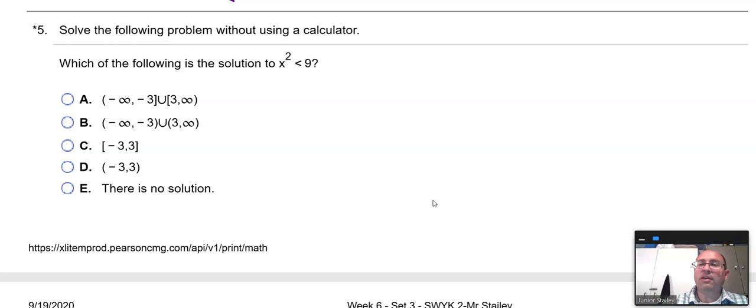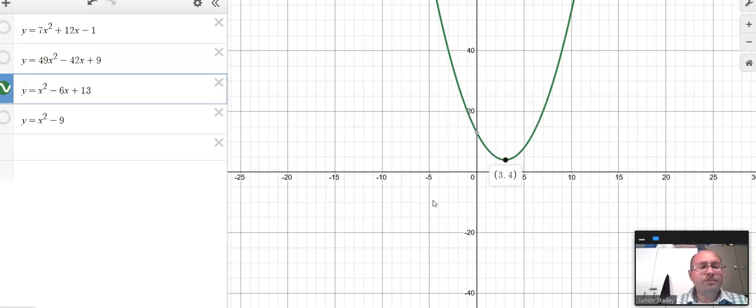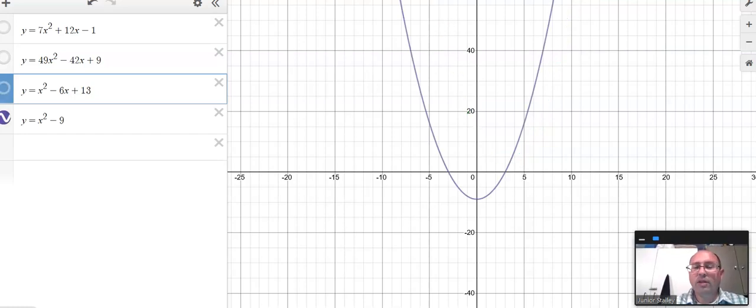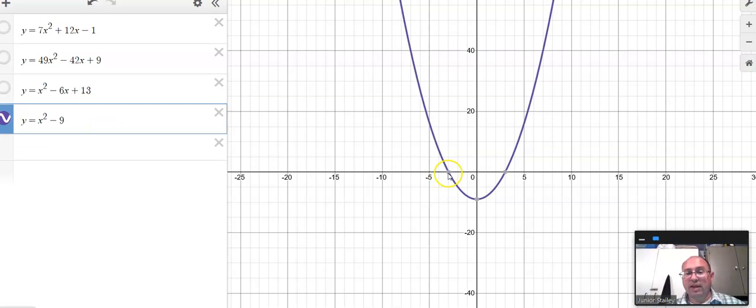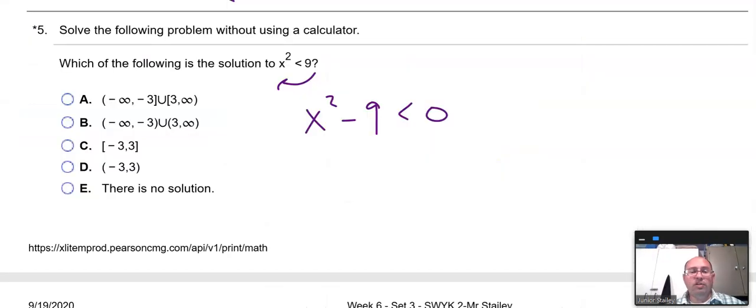Solve the problem without using a calculator. Now, I do see this, and I want you to realize that the first thing I would do in order to graph this is I would flip this around. X squared minus 9 is less than 0. Okay, and so when we do that, let's get rid of that. We end up with this, okay? And you can see that we have x values at -3 and +3. Very nice. They wanted to know when it was less than 0.